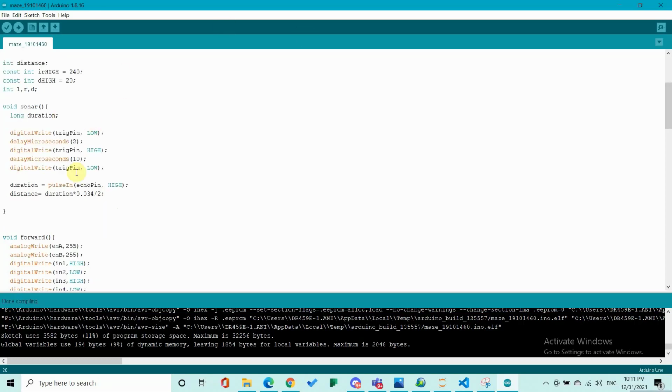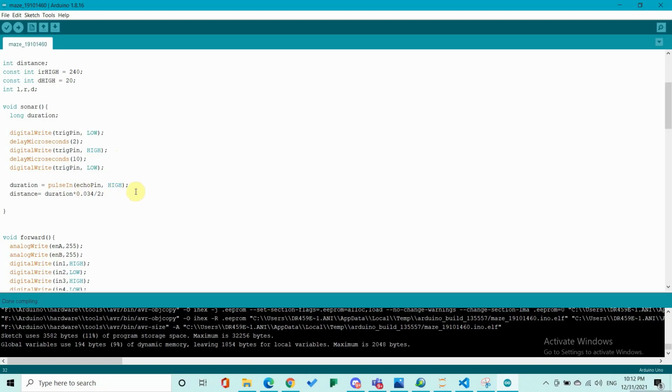Then we can see a function here. Inside this function we have a long variable which is the duration. This duration is the ultrasonic sound pulse back time period. After that we set our trig pin to low. Then we have a delay of 2 microseconds, and after that we turn our trig pin on, and then we have a delay of 10 microseconds, and then we again turn off our trig pin. After this we calculate our distance based on the duration we get.